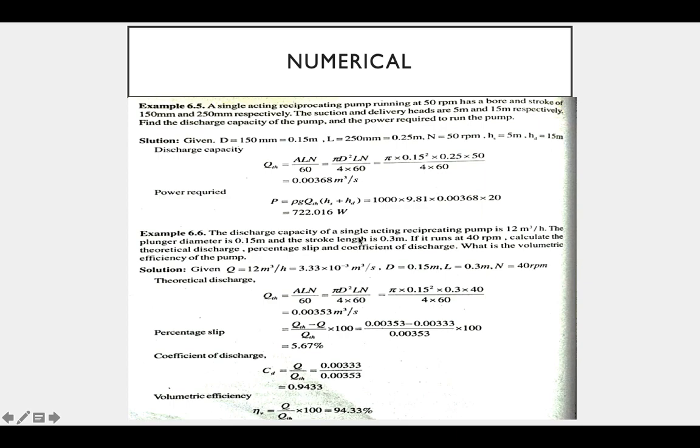Next question: the discharge capacity of a single acting reciprocating pump is 12 meter cube per hour. The plunger diameter is 0.15 meter and stroke length is 0.3 meter.